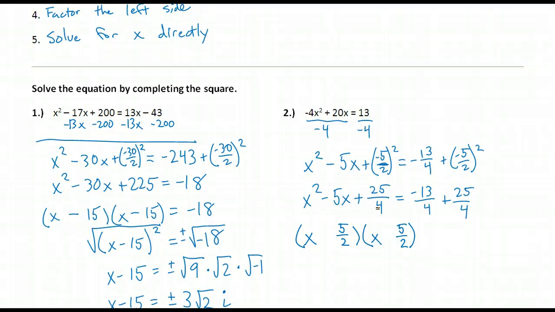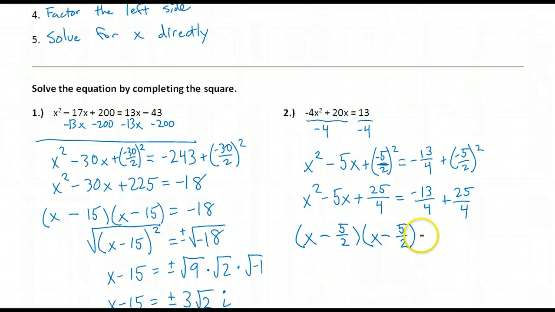And I have a positive 25/4, so I can either make both of these positive or both of these negative. In this case, I want them both negative. Now if I think about it, 5/2 is 2.5. So if I FOILed this back out, I would have x squared minus 2.5x minus 2.5x. Minus 2.5 minus 2.5 does give me negative 5. And if I multiply negative 5/2 times negative 5/2, I do get positive 25/4. So this left side is factored correctly.